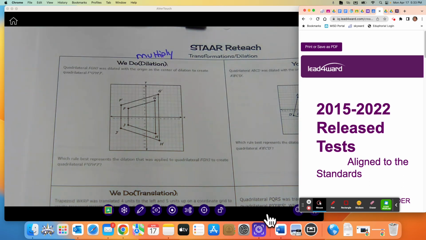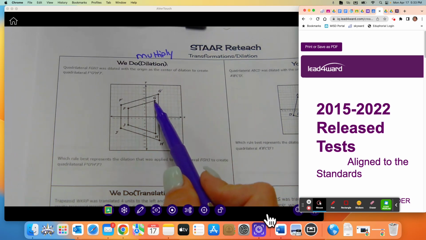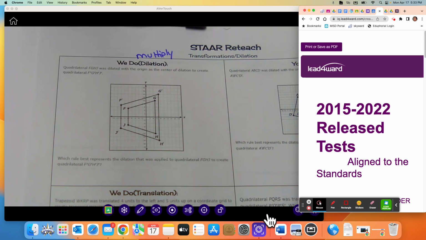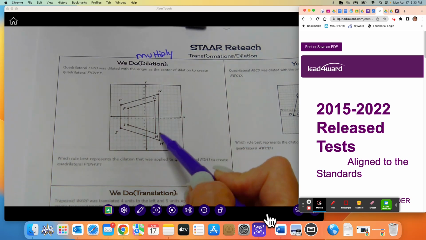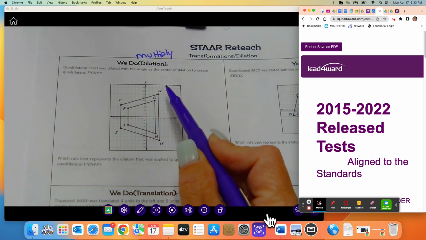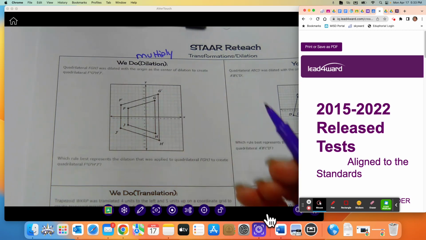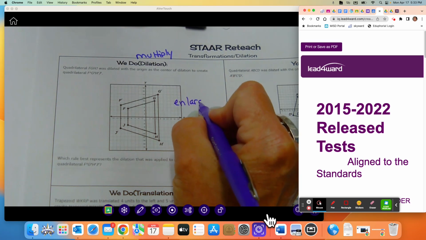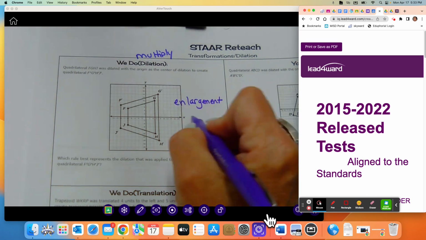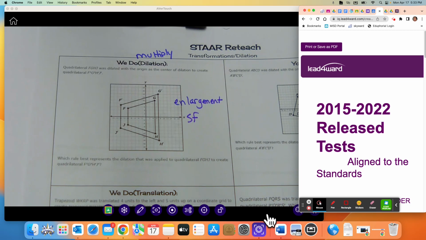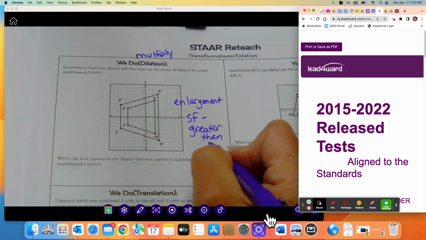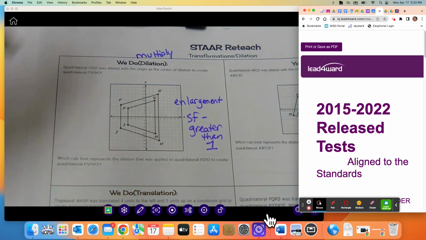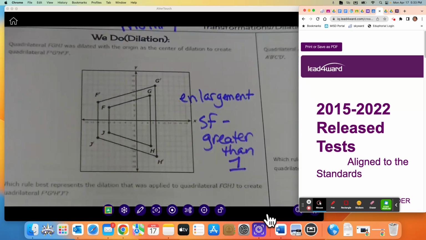Okay, we're just going to focus on one letter right now. Let's just focus on G. We have G and G prime. So did that figure get bigger or smaller? The figure without the prime symbols is smaller than the one with the prime symbols. So this is an enlargement. And remember, with an enlargement, that means the scale factor is going to be greater than 1. So we have to find what that scale factor is.